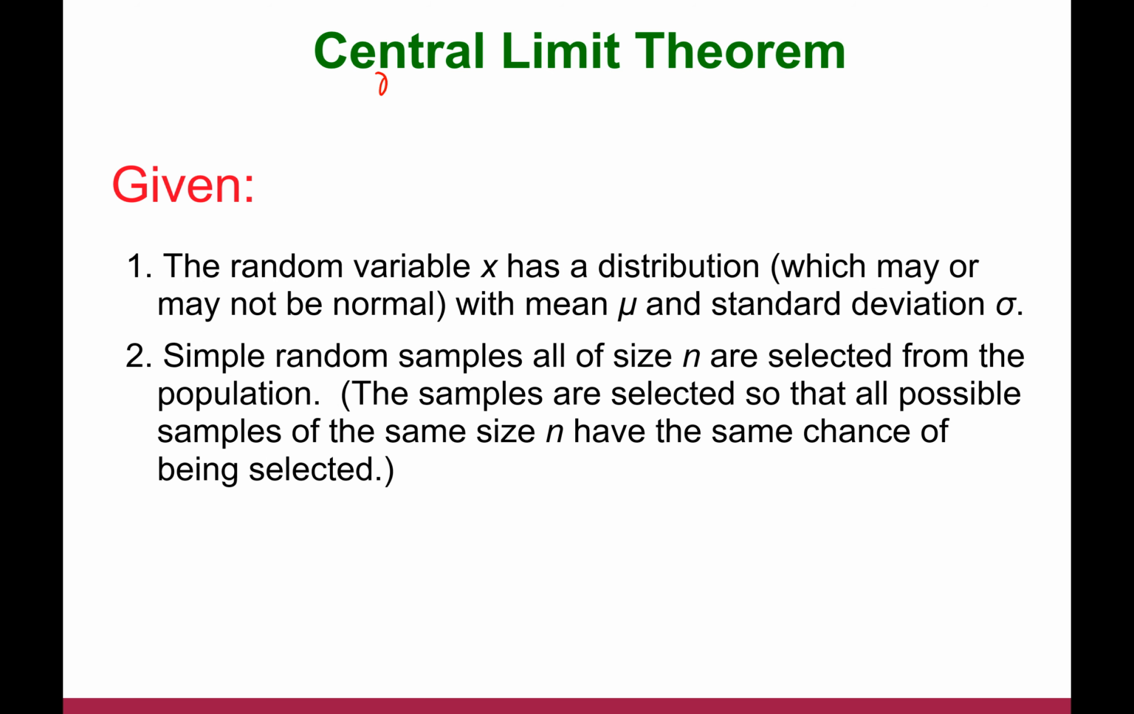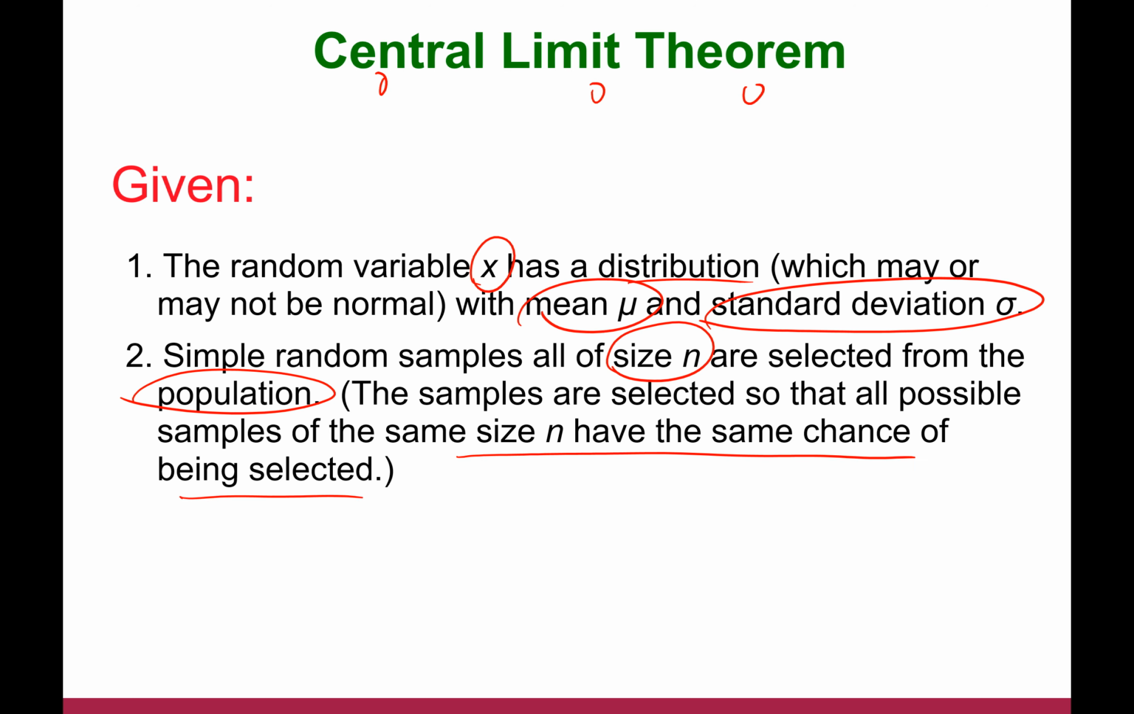So for the central limit theorem itself, the given condition is the random variable x has a distribution with a mean mu and standard deviation of sigma. And simple random samples of size n are selected from the population. The samples are selected such that all possible samples of the same size n have the same chance of being selected. That's basically the definition of simple random samples. And those two are the given conditions.